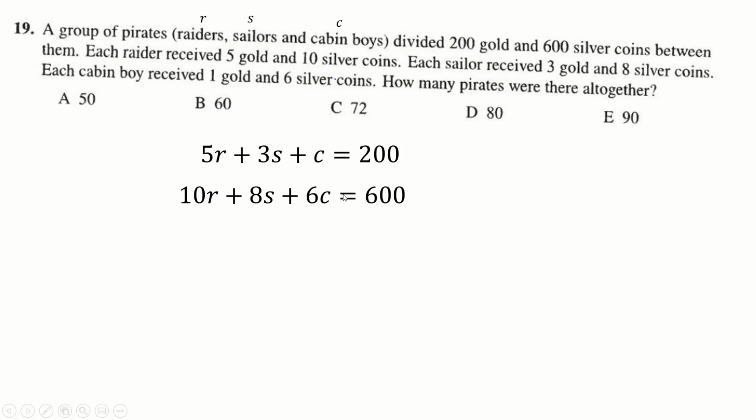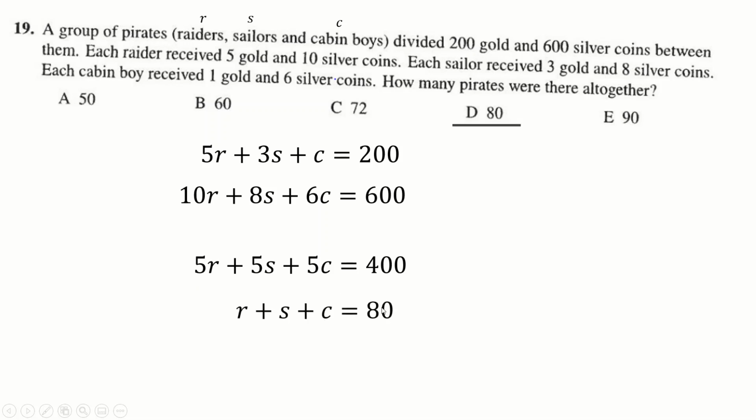And just stare at it long enough to notice that if you just do this equation minus this one, you get 5R plus 5S plus 5C equals 400. Doing this, take away that. And then, of course, just divide by 5, and you get R plus S plus C is 80, so there are 80 pirates in total.